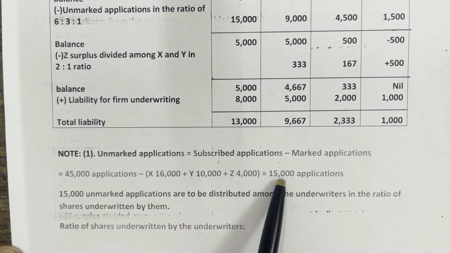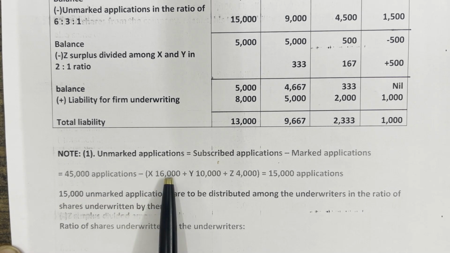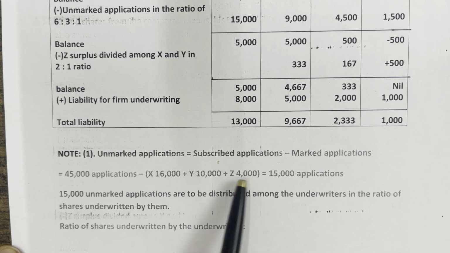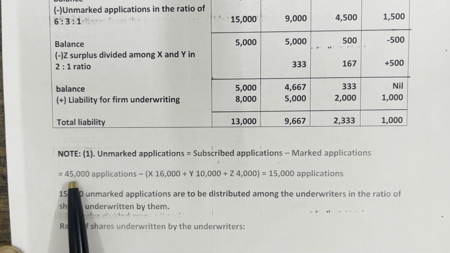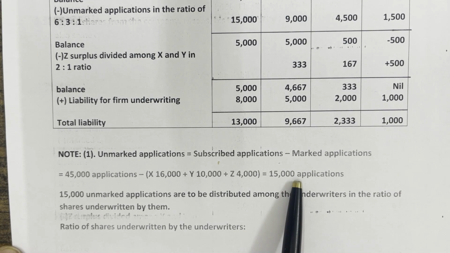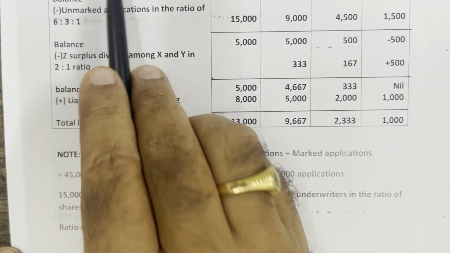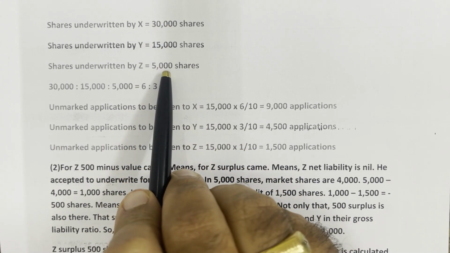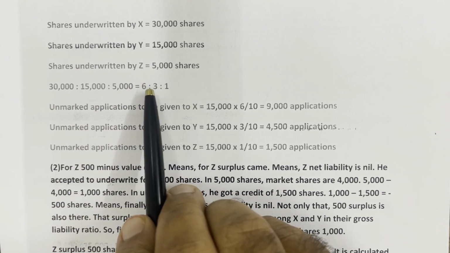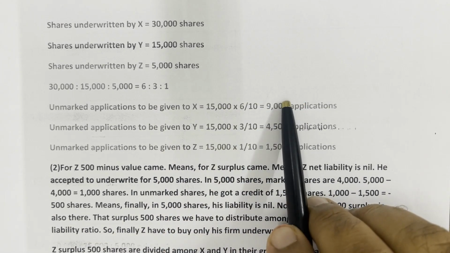Unmarked applications are how many? Total applications issued 45,000. From that, we have to subtract the marked forms of X, Y and Z: 16,000 plus 10,000 plus 4,000, that is 30,000 shares. If we subtract from 45,000, the unmarked applications are for 15,000 shares. Unmarked applications we have to distribute to the three members in the gross liability ratio. The gross liabilities of X, Y and Z are 30,000, 15,000 and 5,000 shares. Find out the ratio for this: 6:3:1. In that ratio, we attribute the unmarked applications to the three underwriters.